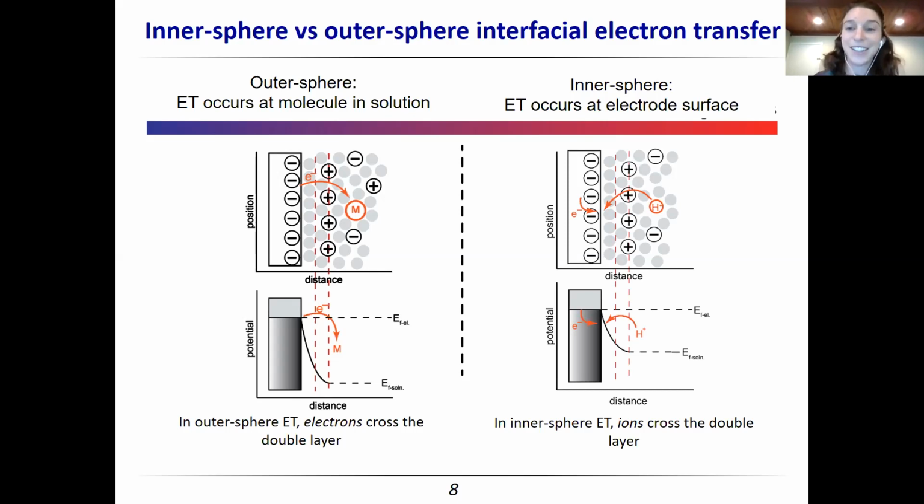And in this case, it's not the electron crossing the double layer, it's the ion crossing the double layer. So we can maintain the parallel of solution phase outer sphere versus inner sphere electron transfer and say, in this case, a bond is formed between the species that's accepting the electron and the species that's donating the electron, the electrode and the proton. But the additional thing to notice is that rather than the electron crossing the double layer, we now have the ion crossing the double layer. So that's a fundamental difference in what is occurring during the process.